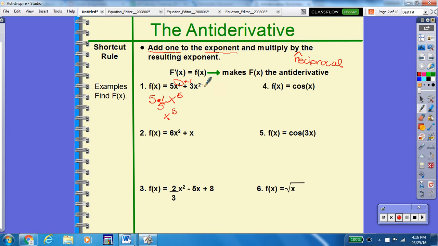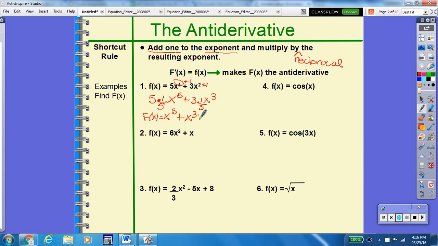Alright, let's add 1 to this one, so that will give us a 3. The 3 is already there, x to the third power. Now multiply by the reciprocal of the power that you ended up with, which is 1/3. That of course reduces and you get x cubed. So the antiderivative, or one of the antiderivatives, you can just say that's capital F of x. And there's the first example.